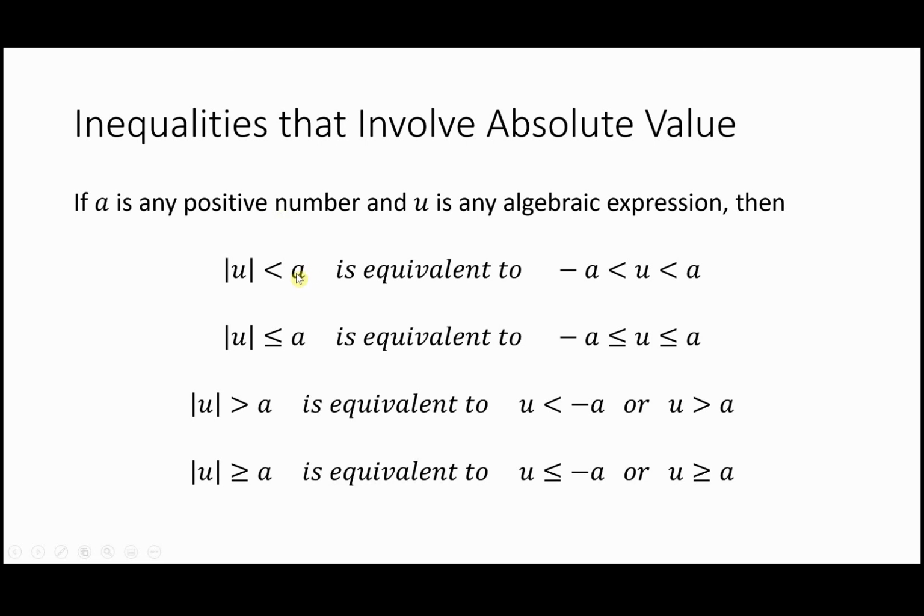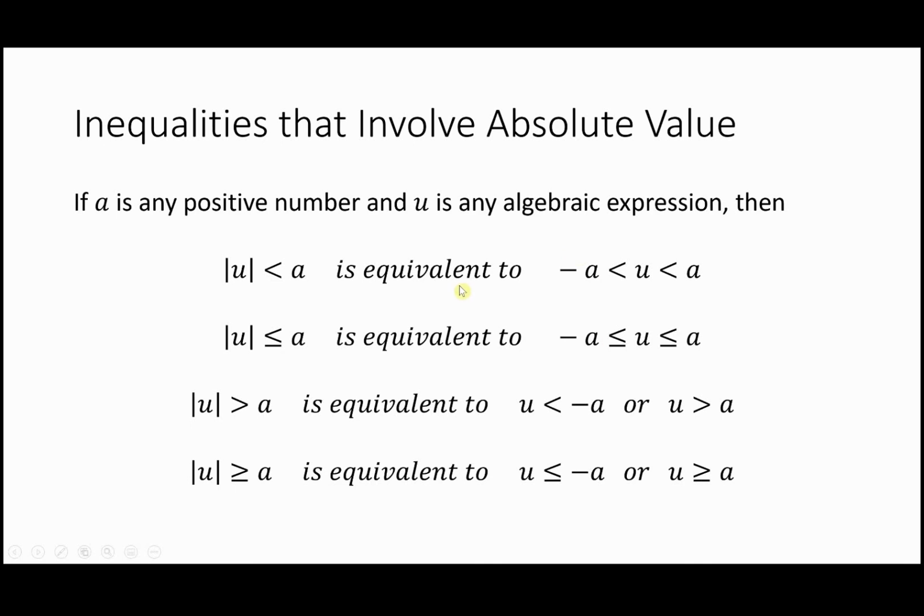So if the A value that you're dealing with from the get-go on an inequality is a negative number, or if you perform an operation to isolate an absolute value expression and then the number on the other side of the inequality becomes negative, you just stop right there and say no solution. But if A is a positive number, then these are all of the different ways that you evaluate an absolute value in the context of an inequality.